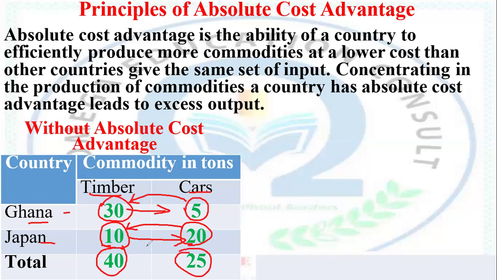Okay, so the concept or the principle of absolute cost advantage is that since Ghana can produce timber most cheaply and more efficiently, Ghana should concentrate in the production of timber and leave the production of cars to Japan that can produce it at a lower cost and more efficiently. Right, so let's look at what will happen when there is absolute cost advantage applied by these two countries. So the table will be this.